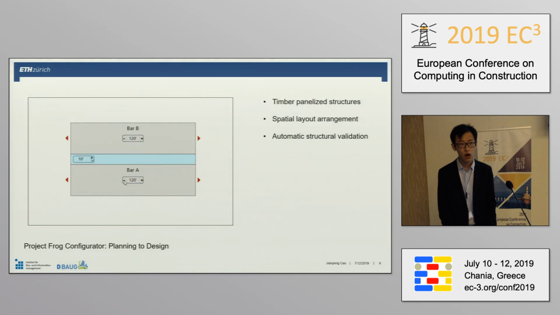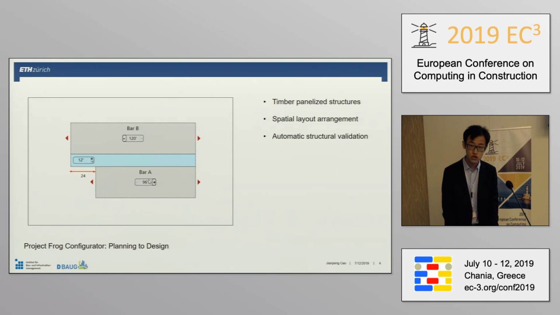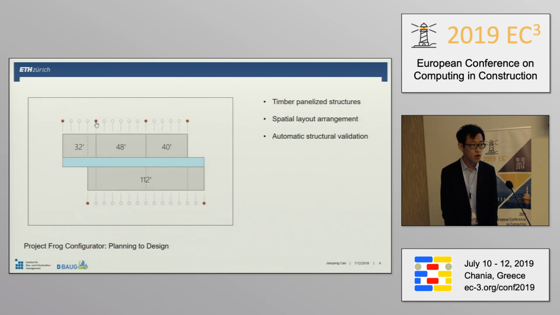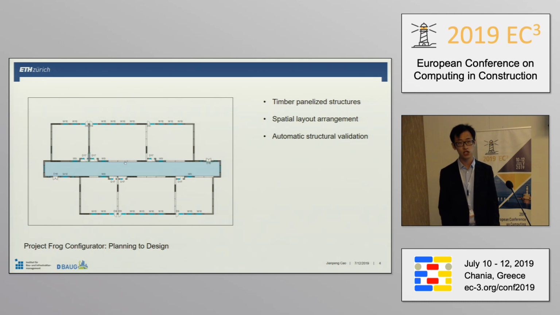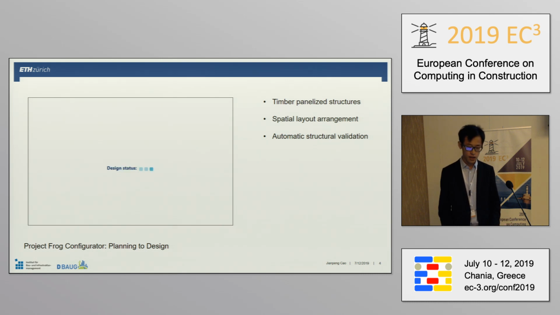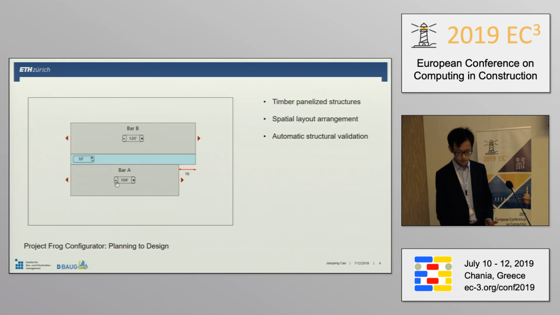So to give you a concrete idea of what a configurator is, I'm going to show you 2 examples here. The first example comes from Project Frog. It is used for timber panel structure design, and in this web-based configurator, the user can arrange the spatial layout and the space division for each room, place the structural and non-structural panels, as well as place the openings for their buildings. In the end, the design will be automatically checked against the related building codes.